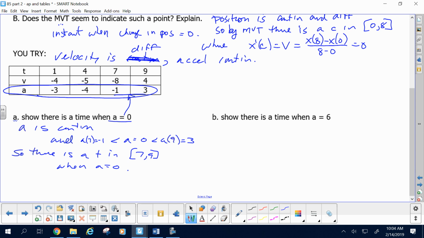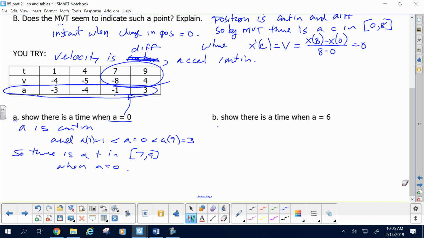Here we go. Let's see. Here, right there. Boom. Look at those guys. What's the overall average change in velocity over that interval? Of 12/2. So an overall change of 6. So it feels like the answer is yes to this.